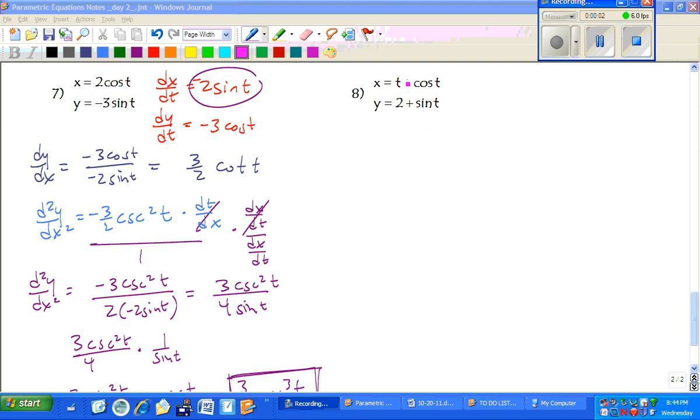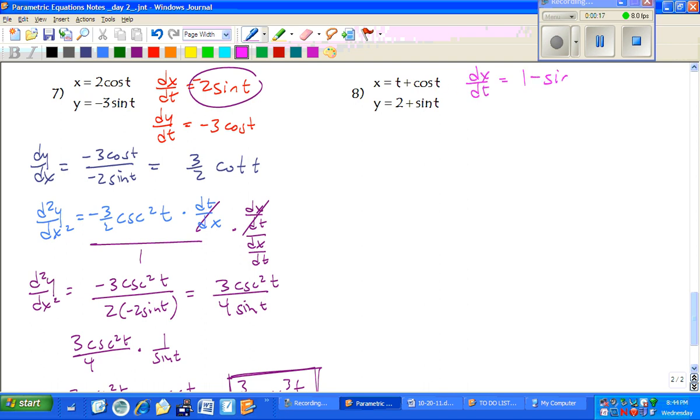Finally, the last one. Number 8. dx/dt: we have addition here, so we're just taking the derivative of each one separately. Derivative of t is just 1, plus derivative of cosine is negative sine, so we have 1 minus sine of t. dy/dt: derivative of 2 is 0, plus derivative of sine is cosine. So dy/dx is dy/dt, which is cosine of t, all over dx/dt, 1 minus sine of t.